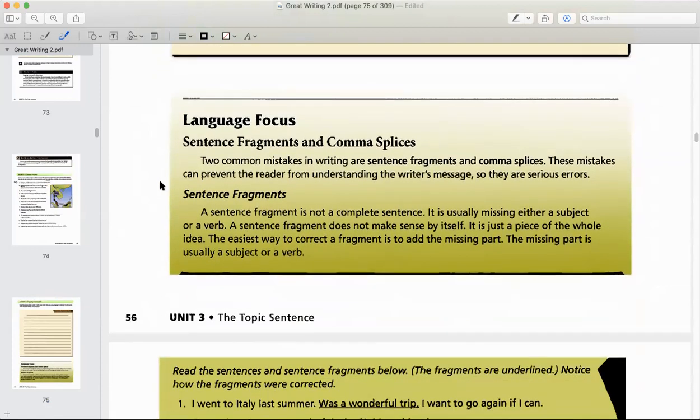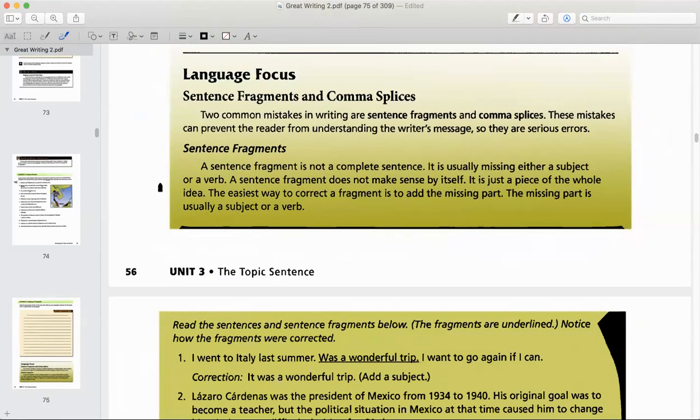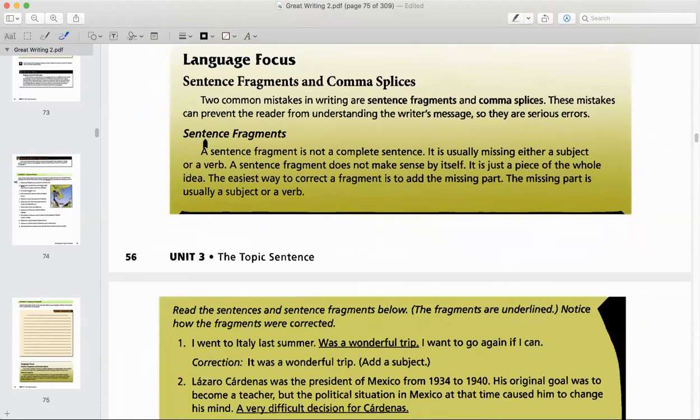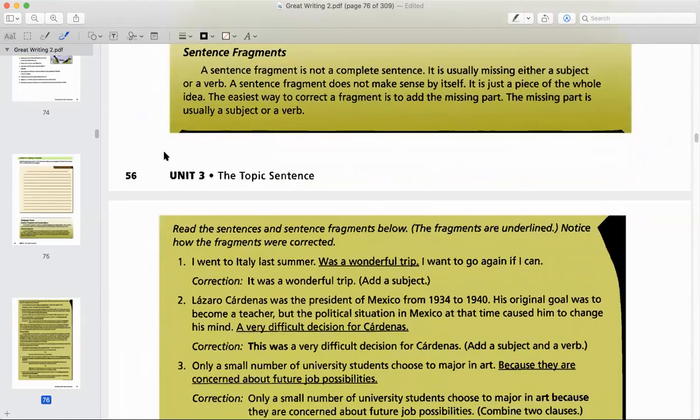Okay, now we have a little bit of grammar. Language focus on sentence fragments and comma splices. These are two of the biggest problems that I see when I read students' papers. And so it explains here what these are and how to fix them.